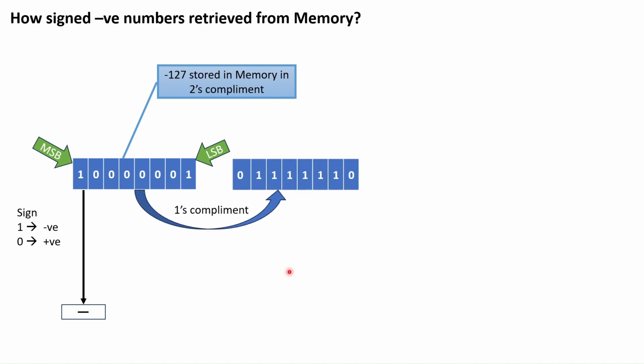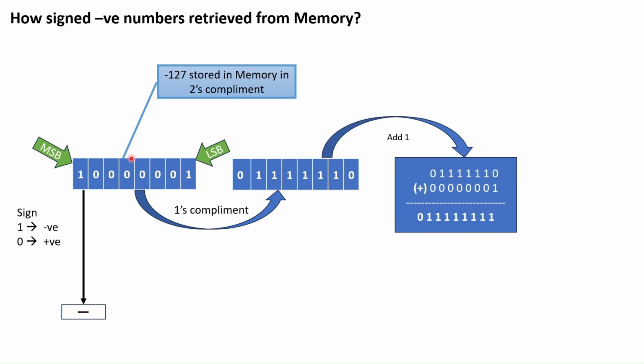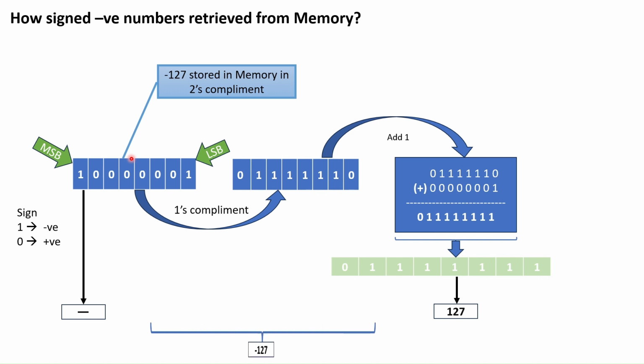Now it will convert this to 1's complement. As we discussed, 1's complement means inverting all the bits: 1 to 0, 0 to 1. And then again add 1. Whatever number comes, you convert that. Now convert this to a decimal number using the earlier formula, 2 power of 0, 2 power of 1, like this. Now we got the sign as minus, negative, and the value is 127. So ultimately it is minus 127.